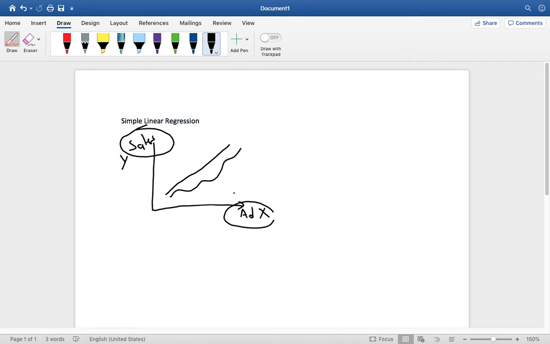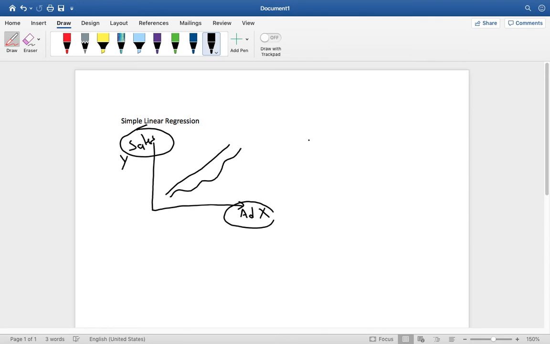So this may be quite useful to me to see if it's worthwhile doing more advertising based on my sales. If my sales are not really improving with the advertising and not improving by enough, then I may not continue with the advertising. Let's look at another example.